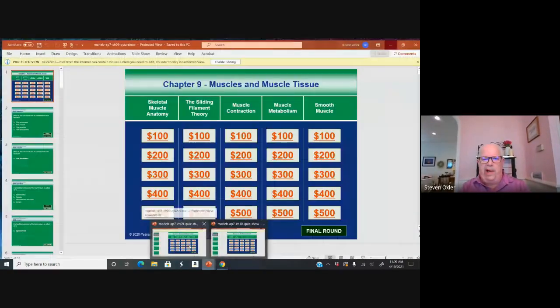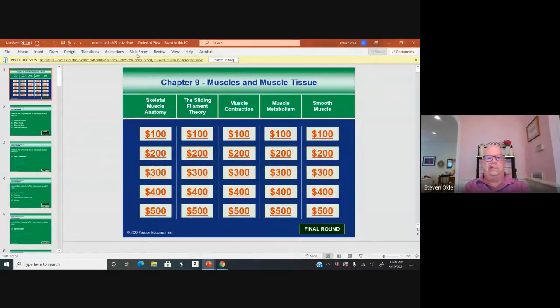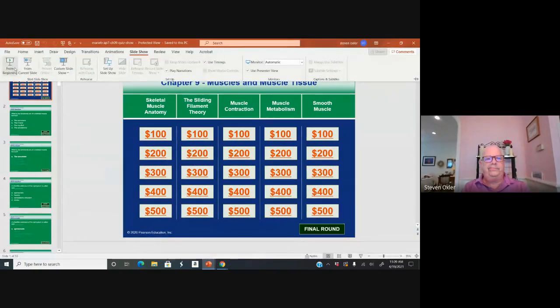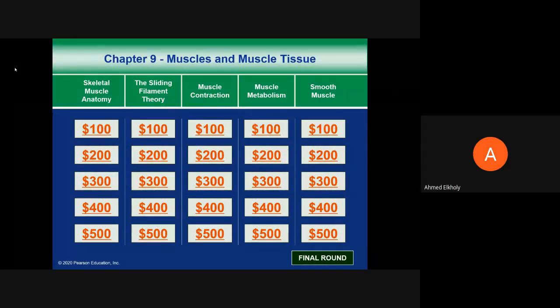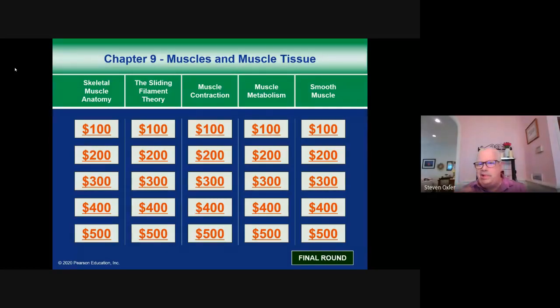So let's talk about muscles. Everybody see that okay? Yes. Okay, good. Some of the questions on here are not relevant to what we talked about, but you'll see, and I'll tell you what's not relevant. But here we go.